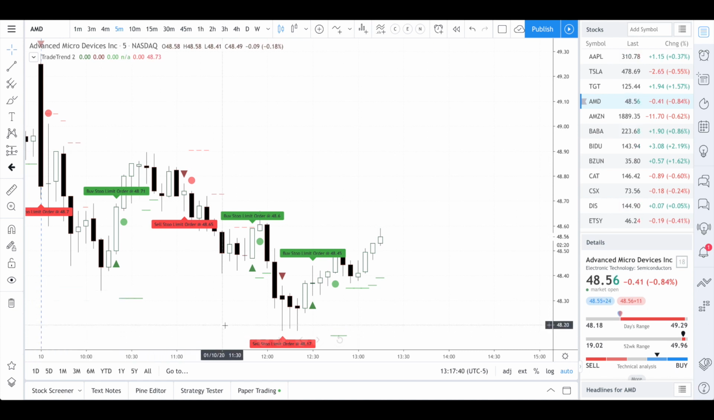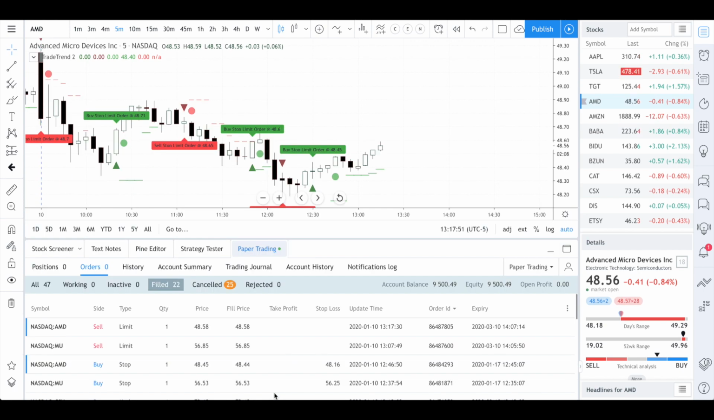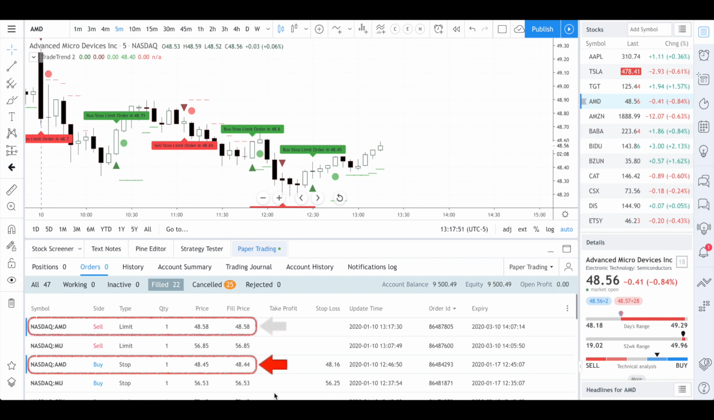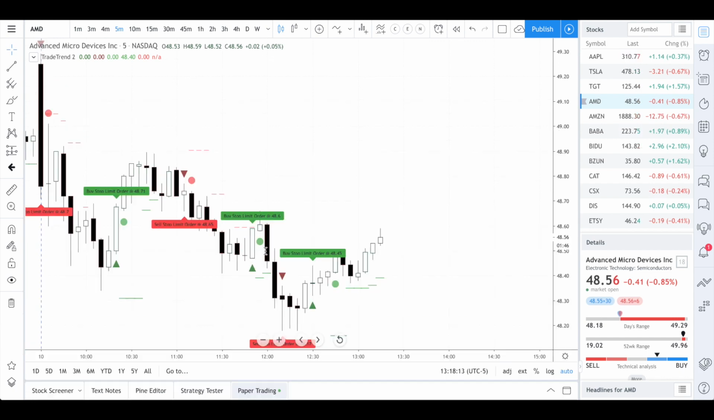So let's break this down so we can see exactly how Trade Trend helped us capture this winning trade. We'll pull up this order form here, and we look at it. We bought AMD at 48.44, and then we sold it for a profit at 48.58, which comes out to be about 0.29% profit in 30 minutes, which is not too shabby if you think about it.